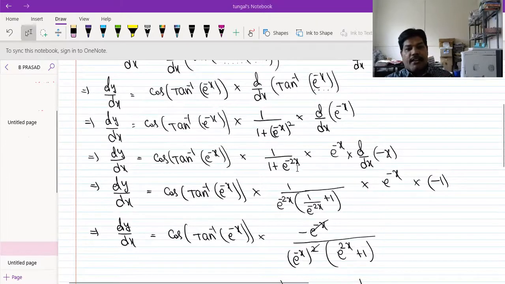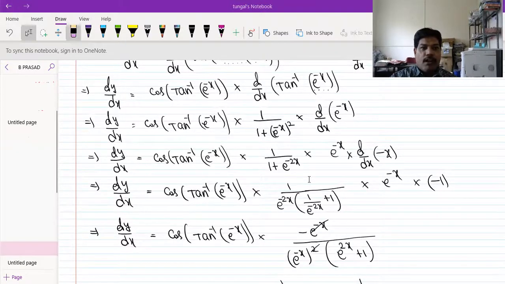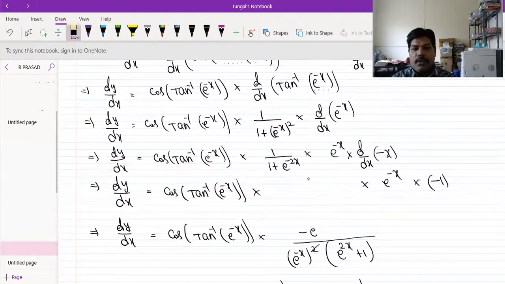So here I have taken e power minus 2x as common. If you take e power minus 2x common, it will become 1 by e power minus 2x plus 1 into e power minus x into minus 1. By your choice, students, you can take e power minus 2x as common. Otherwise, you can leave it the same. If you are not taking the common, nothing will change here. So I'm taking the common.